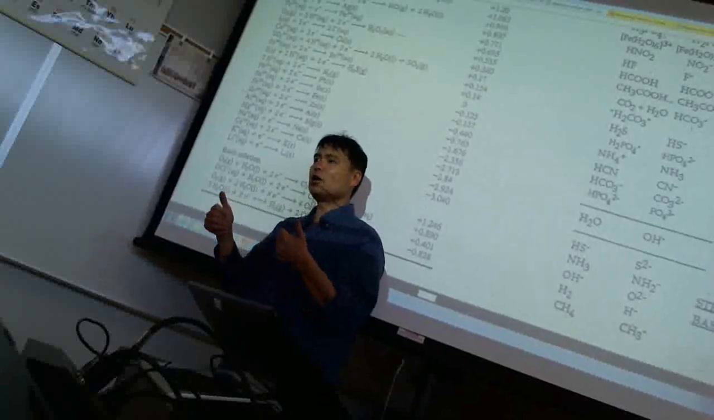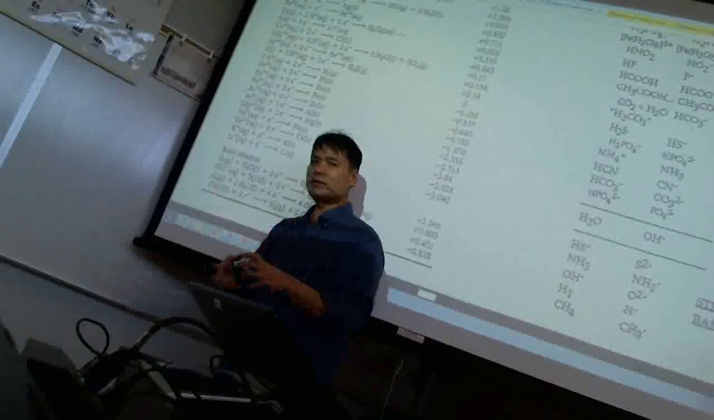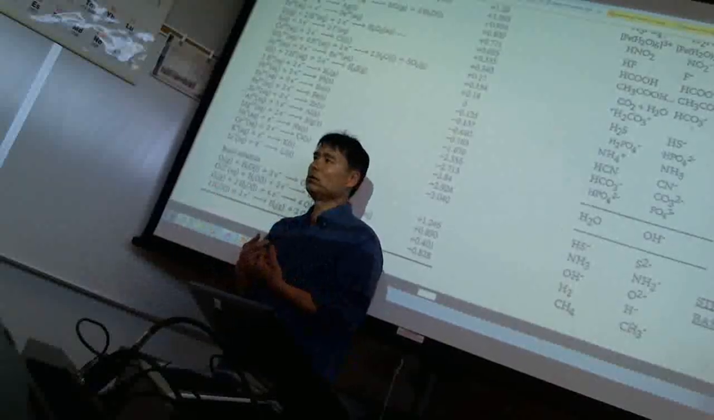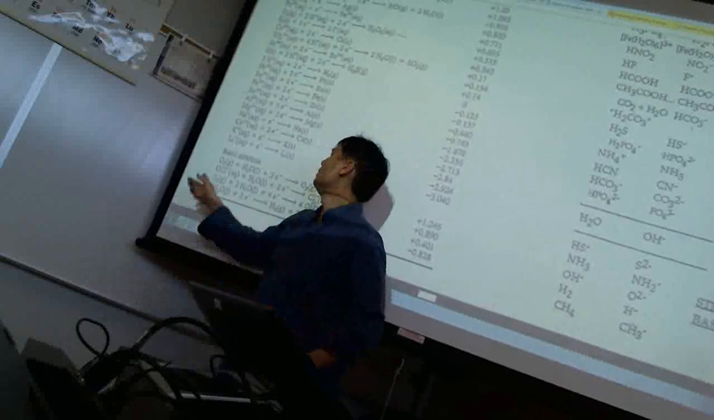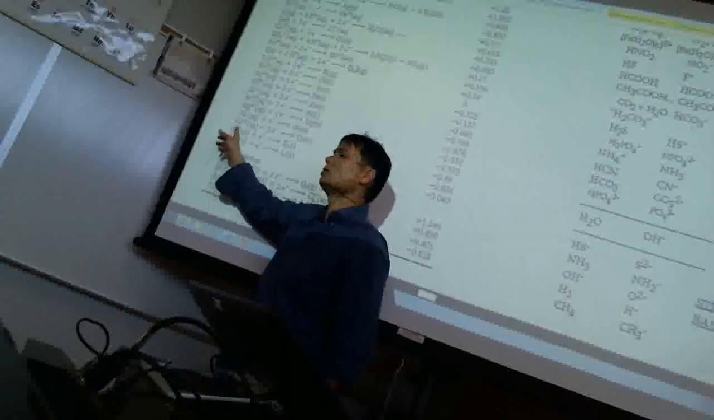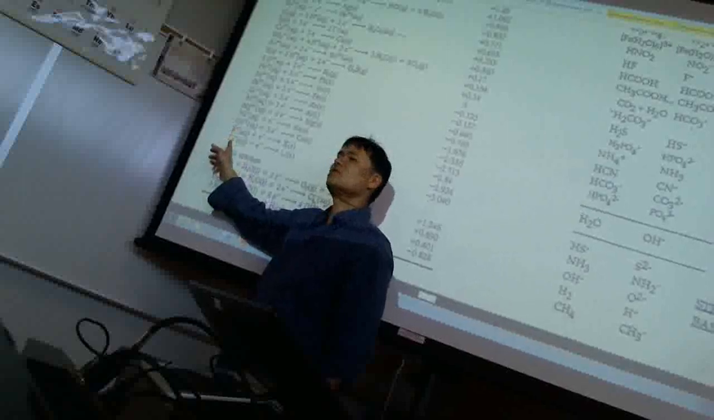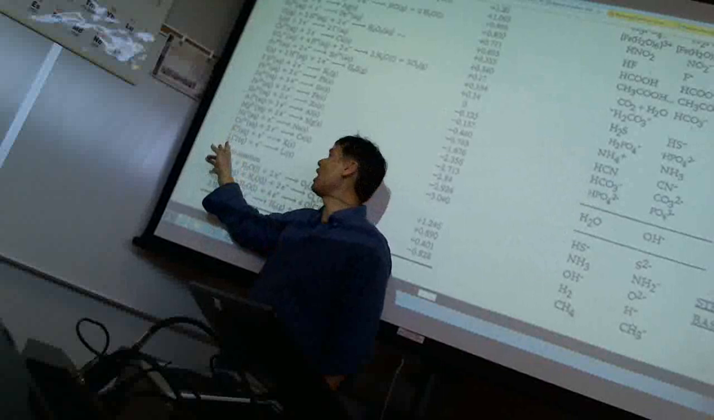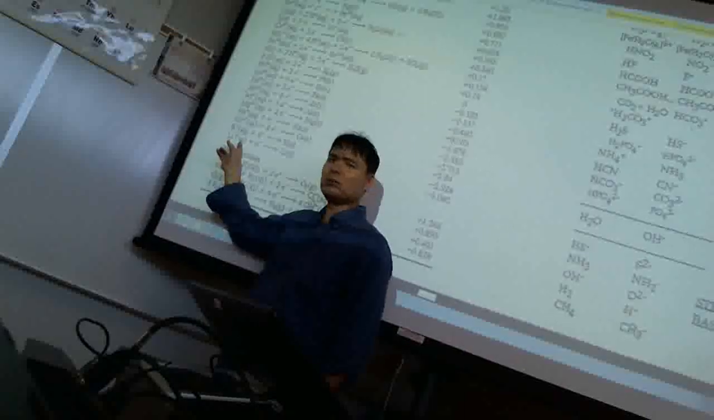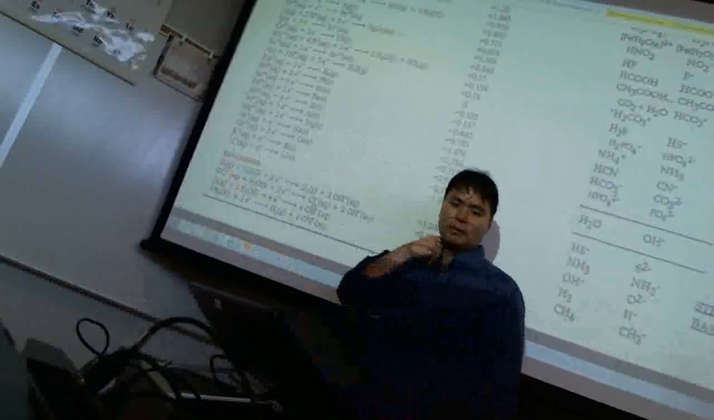The higher the charge, the smaller the size, the more the attraction. And so both of these have the same charge. Lithium has a smaller size, so it's going to have stronger ion-dipole attractions with the hydrating water molecules. Go back to chapter 13 and look that up for me.